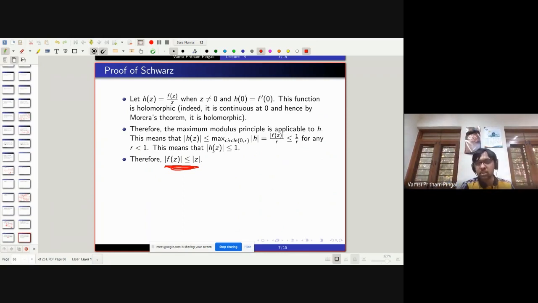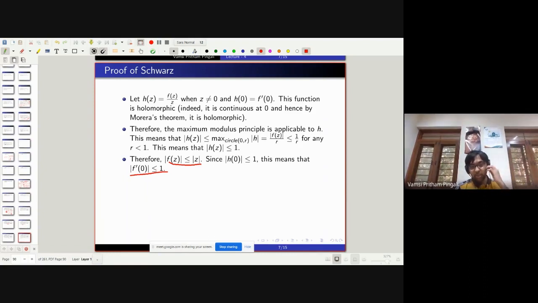In fact, since mod h of z is less than or equal to 1 for all z, that means mod h of 0 is less than or equal to 1. This means that mod f prime 0 is less than or equal to 1. So this proves one more part of Schwarz's lemma.